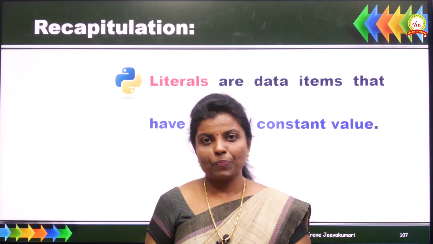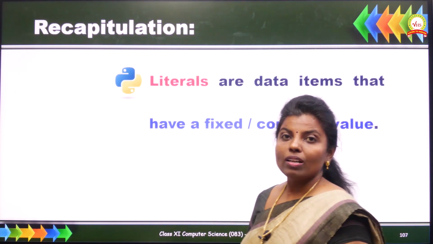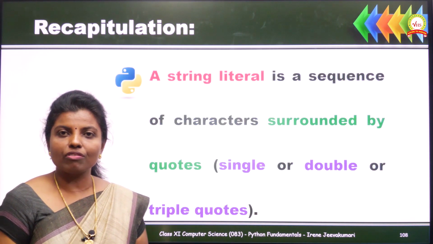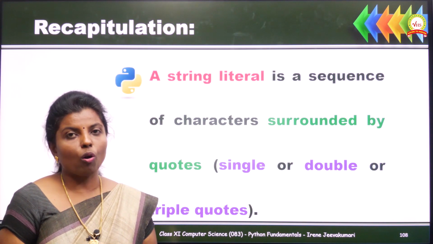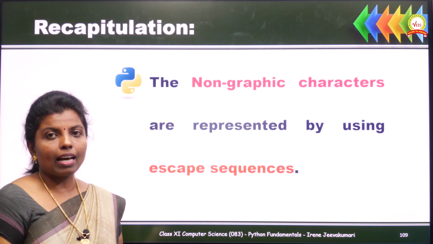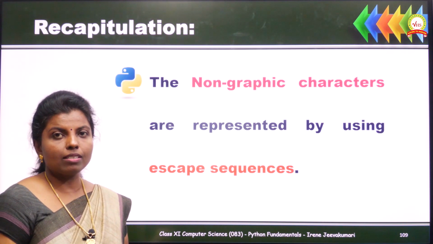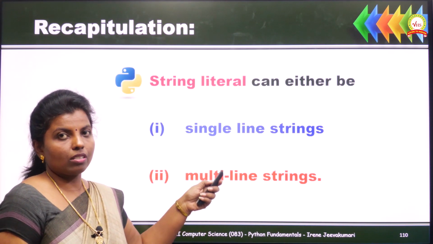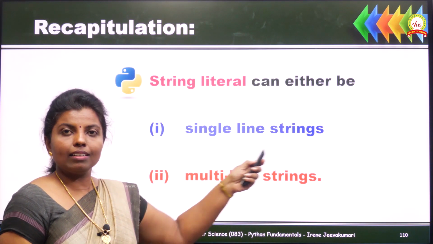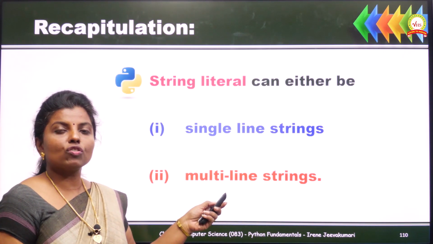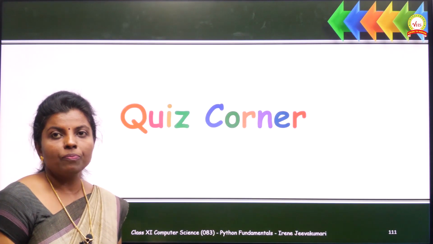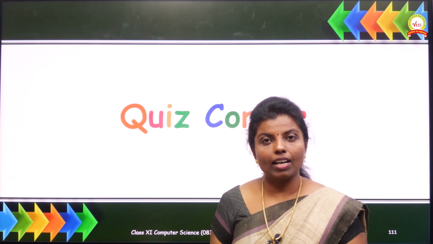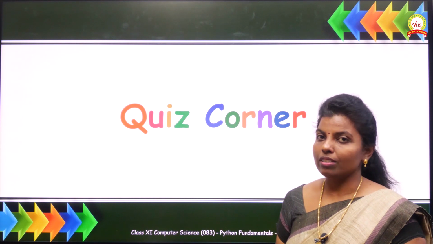Let us recapitulate now. So what are literals? Literals are data items. They have fixed or constant values. And a string literal is a sequence of characters surrounded by quotes, single quote, double quote or triple quote. And the non-graphic characters are represented by using the escape sequences. And the string literal can either be single line strings or multi-line strings. Single line strings start in a single line and end in a single line itself, and multi-line strings spread across multiple lines. We have learned about literals, and in that we have learned string literal. Now let us move on to the quiz corner.